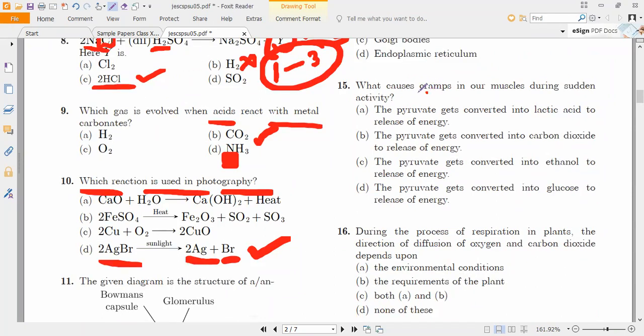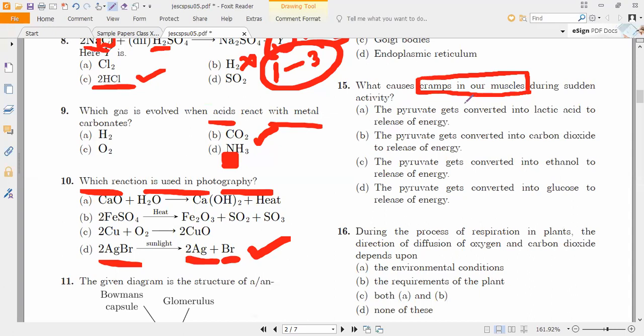Very good. See, the question changes in the opposite direction. They are asking in a reverse manner. Do you remember? So the cramps in our muscles will release what? As we know, lactic acid, and it will release energy. Correct, Arvind? Clear? So what causes cramps in our muscles during sudden activity? It is lack of oxygen.